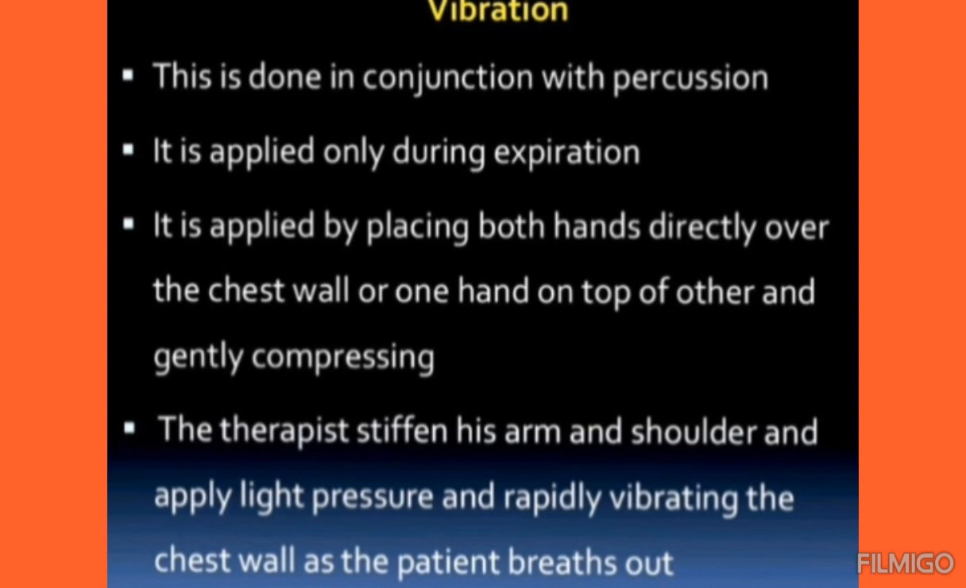Next technique is vibration. This is done in conjunction with percussion, and it is applied only during expiration. It is applied by placing both hands directly over the chest wall, or one hand on top of the other, and gently compressing. The therapist stiffens his arms and shoulders and applies light pressure, rapidly vibrating the chest wall as the patient breathes out.